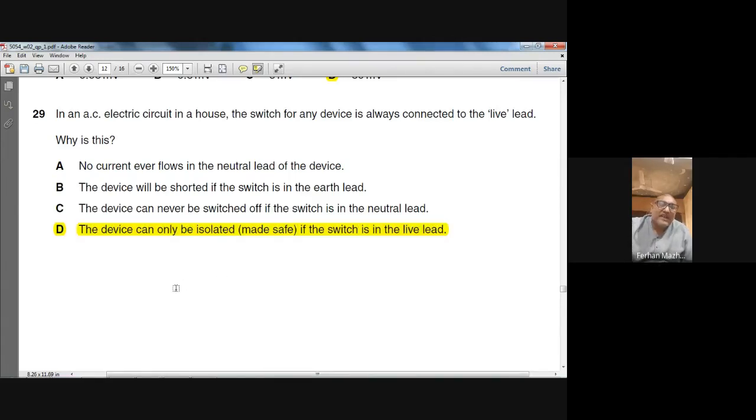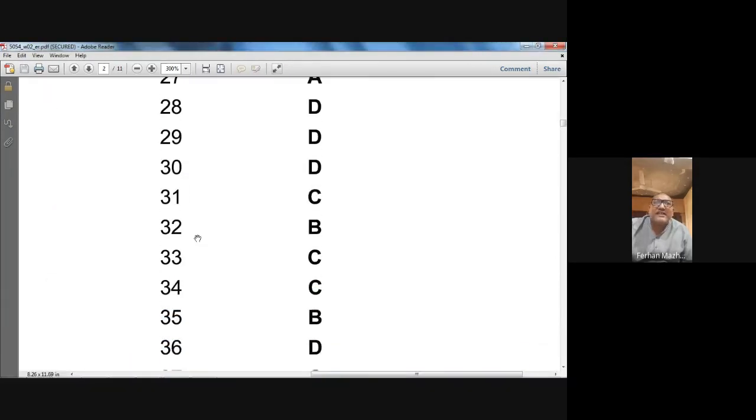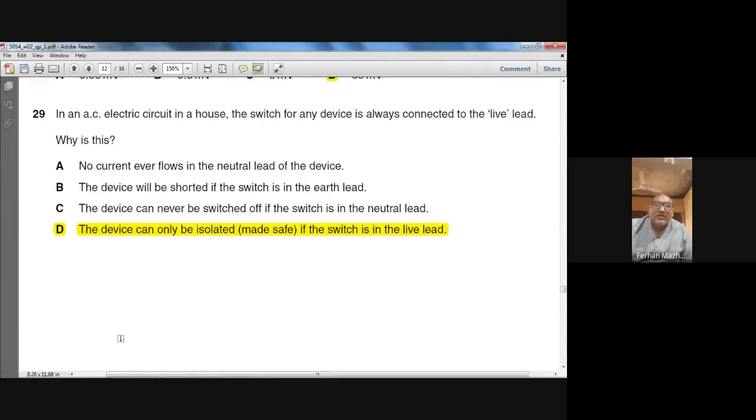Question number 29. I think D is the right answer. Yes, ma'am. Question number 29, D is the right answer. Have a good look. We put the switch in the live wire because when you open the switch, your device will be totally isolated from the live current, and then it will be safe to handle it.